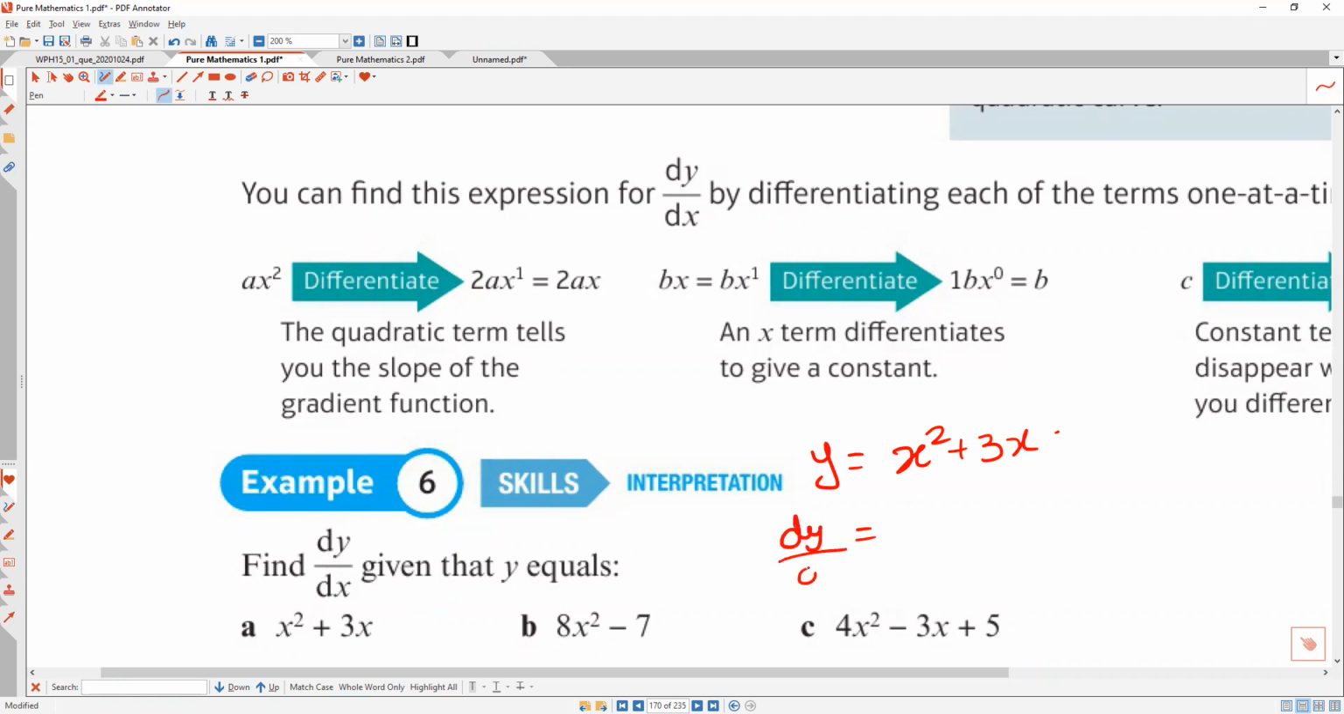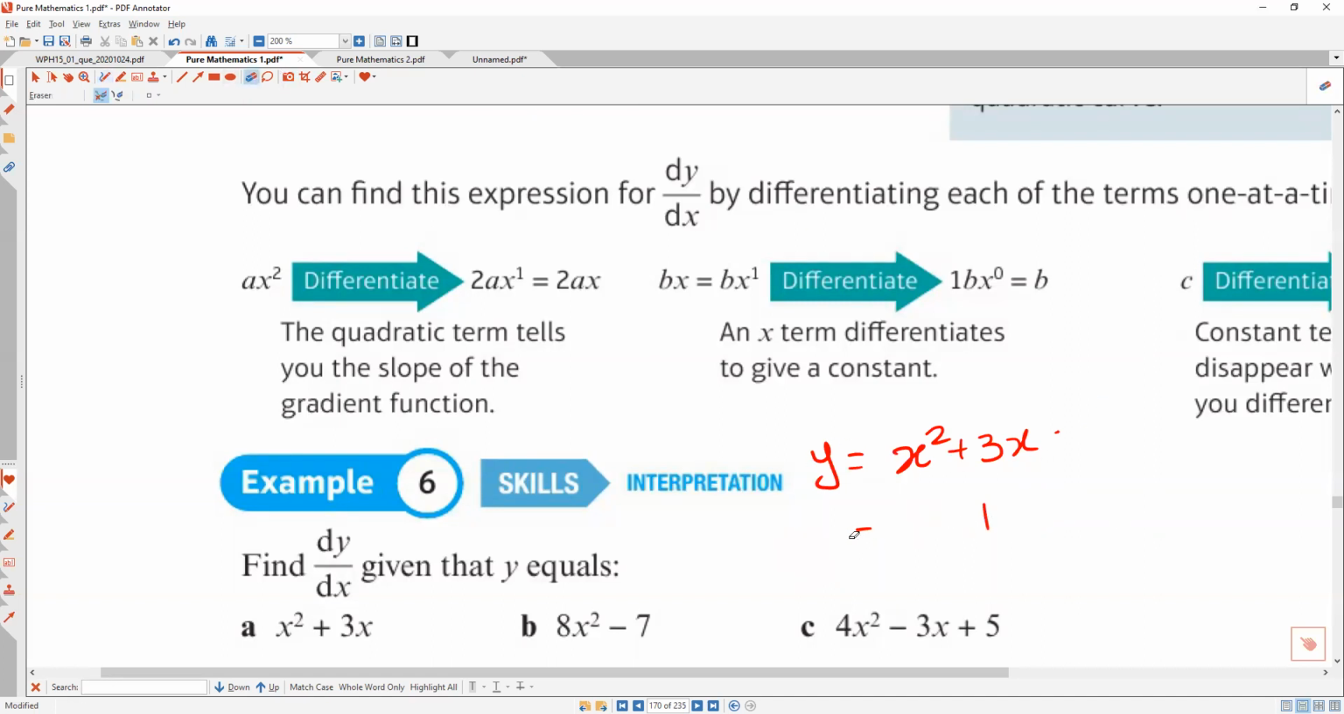So আমি যদি dy by dx লিখি, it's going to be 2x, and তোমাদেরকে বলছিলাম what is the differentiation of 3x? 3. Remember, differentiation of 5x was 5. Differentiation of constant times x is that constant only. So a part done, 2x plus 3.